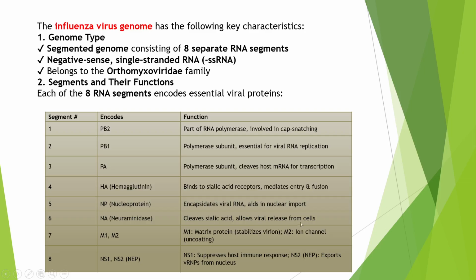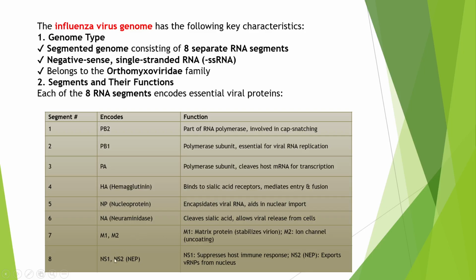So it allows viral release from the cells. The seventh segment encodes for M1, M2. These are the matrix proteins. M1 matrix protein stabilizes the virion. M2 is an ion channel, so it helps in uncoating.